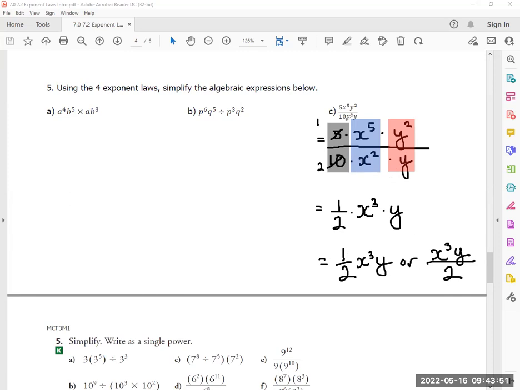I just want you to see that the exponent laws still apply no matter how funky looking it might be, as long as the bases are the same. Even here, those are bases and those are bases. So P and Q, P to the power of 6 divided by P to the power of 3, solve that. Q to the power of 5 divided by Q to the power of 2, solve that. If I were to rewrite it, this is P^6 Q^5, all divided by P^3 Q^2. Use your exponent laws.